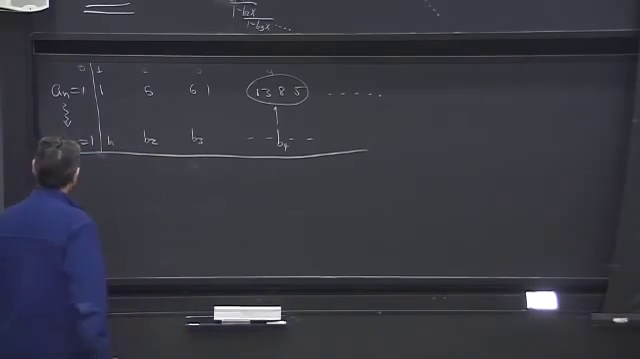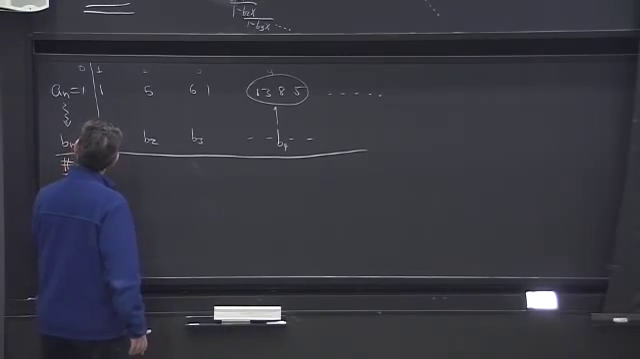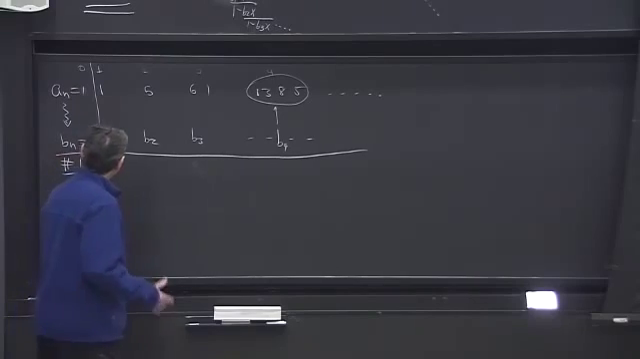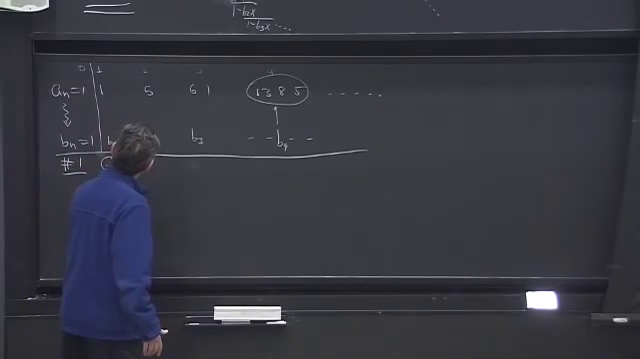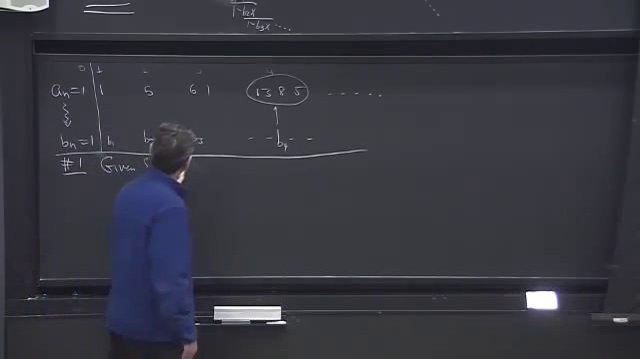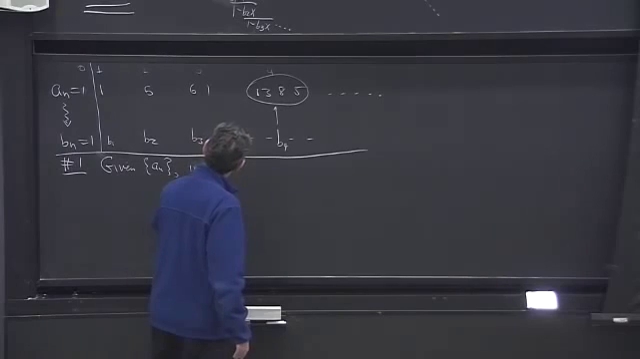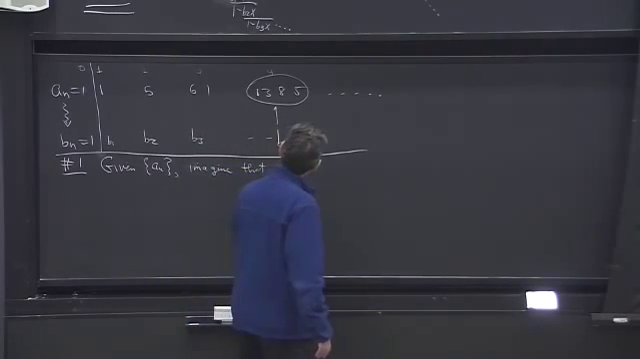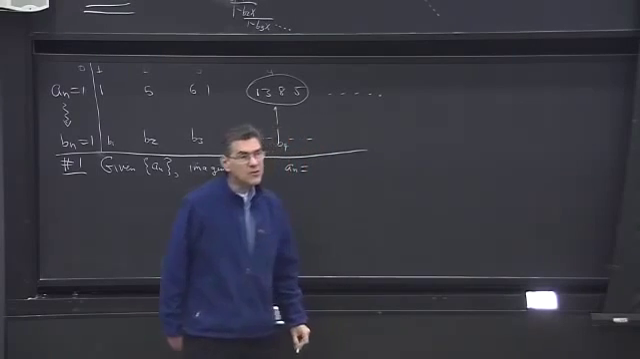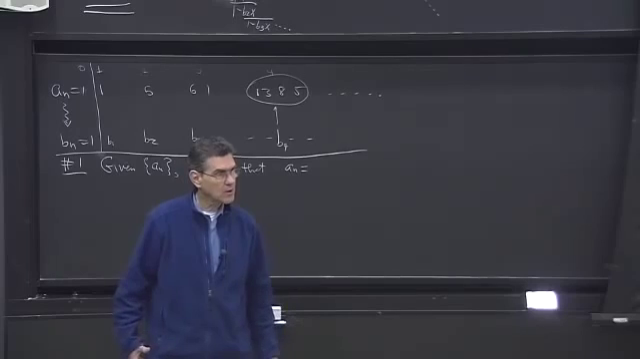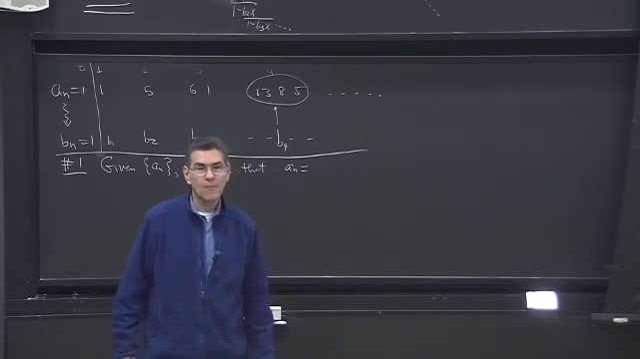Okay? So here it is. Step 1. Okay, so I'll write it down. Given the sequence A sub n, I want you to imagine that A sub n is the 2nth moment of some function.